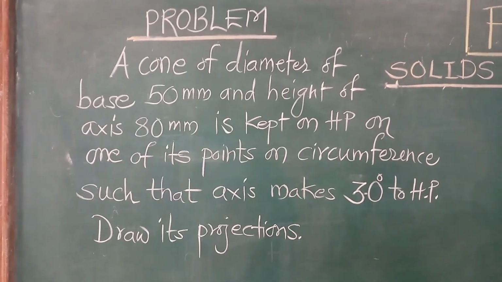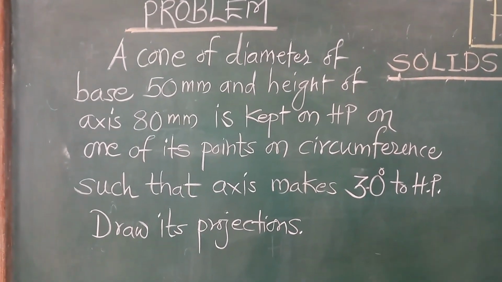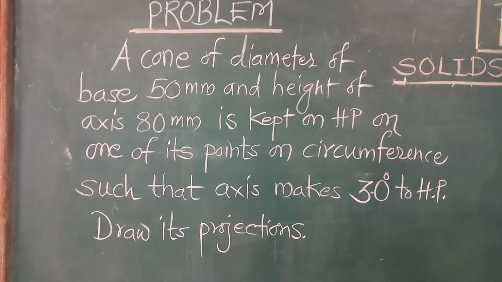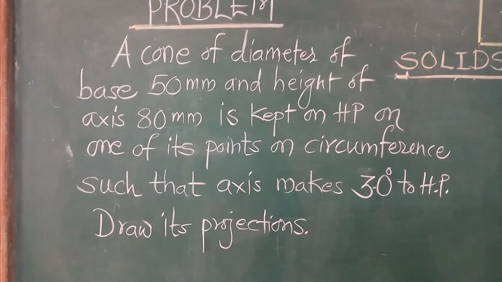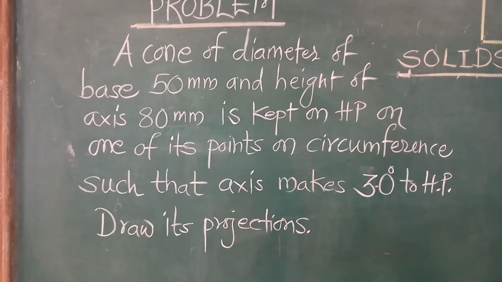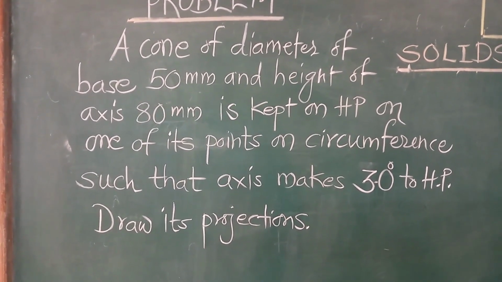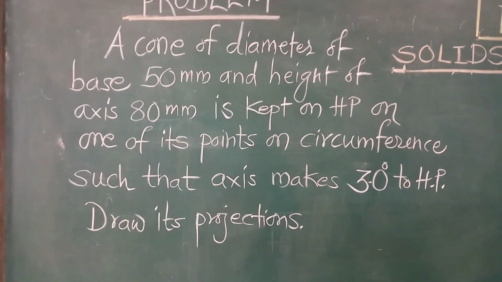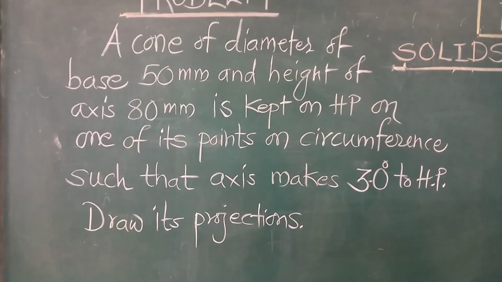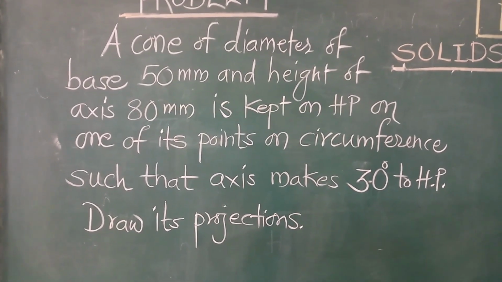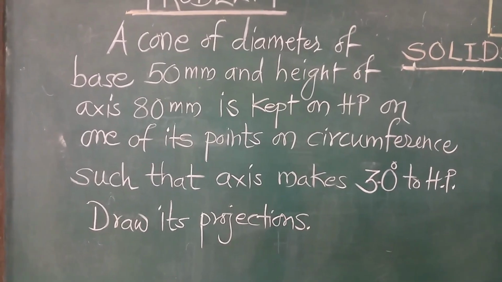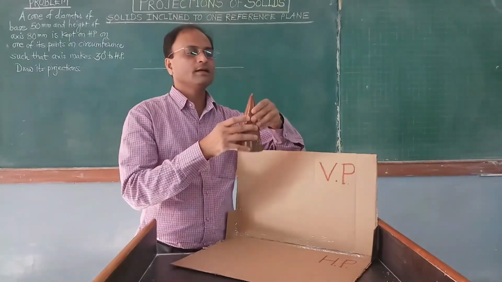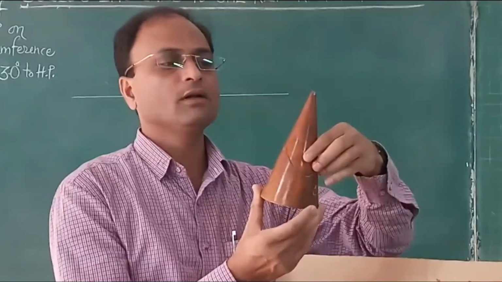So let us now solve this problem on cone. A cone of diameter of base 50 mm and height of axis 80 mm is kept on HP on one of its points on circumference such that axis makes 30° to HP. Draw its projections. So let us understand with the help of this model.